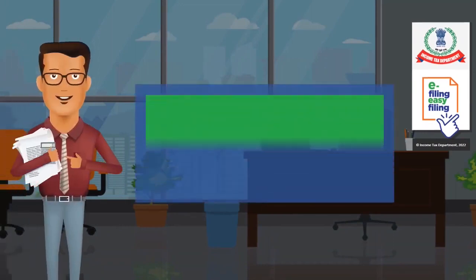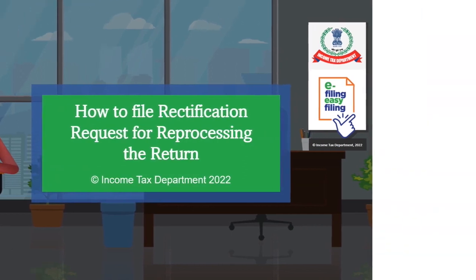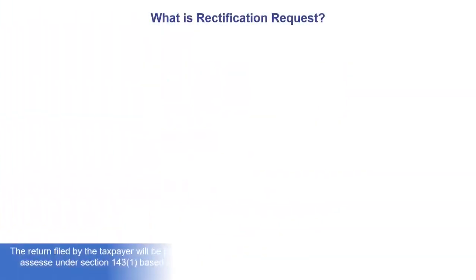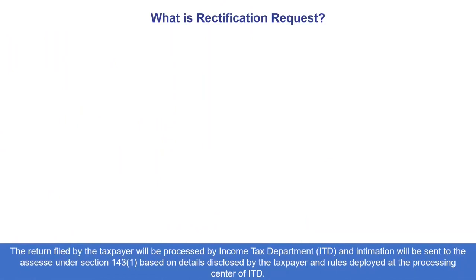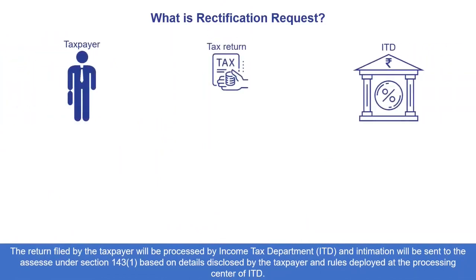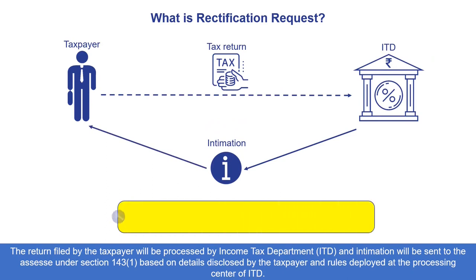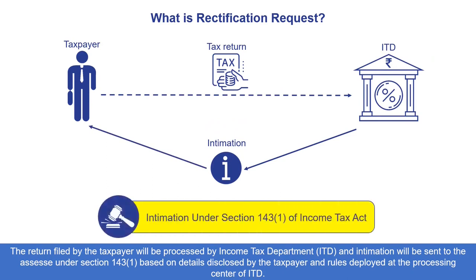This video is on how to file rectification request for reprocessing the return. The rectification request can be filed for reprocessing the return only if the return is processed by the income tax department. So every return which is filed by the taxpayer is processed by the income tax department and an intimation is sent to the taxpayer under Section 143(1) based on the details which are disclosed by the taxpayer and the rules deployed at the processing center.